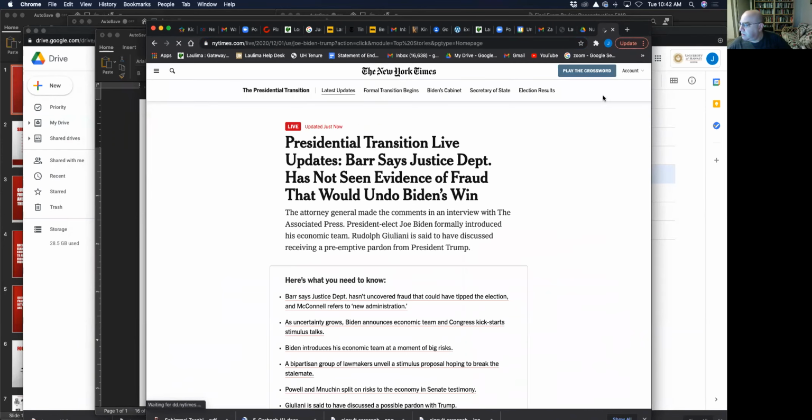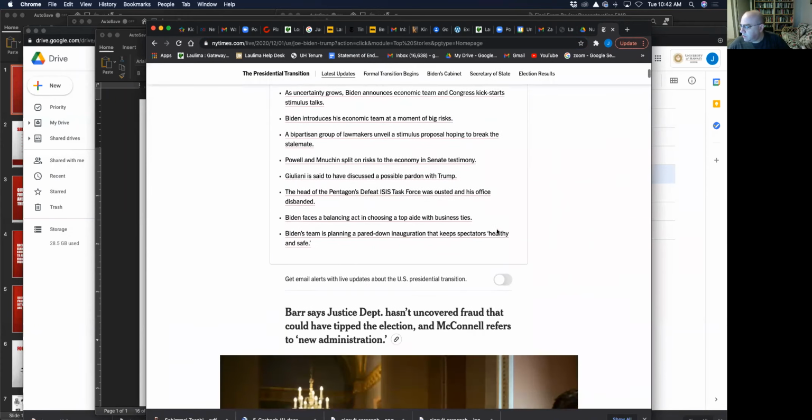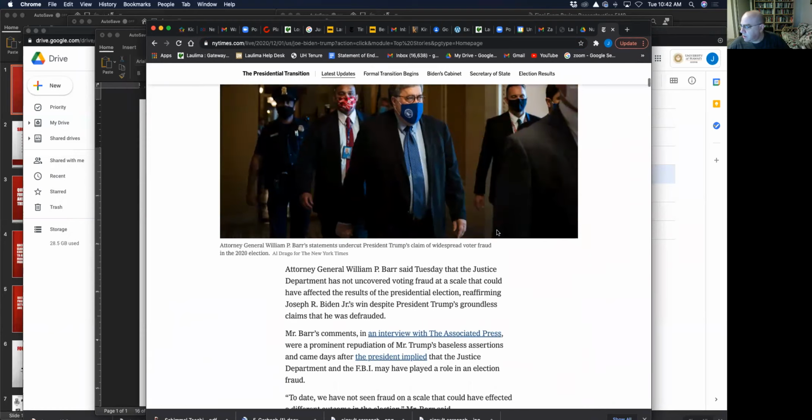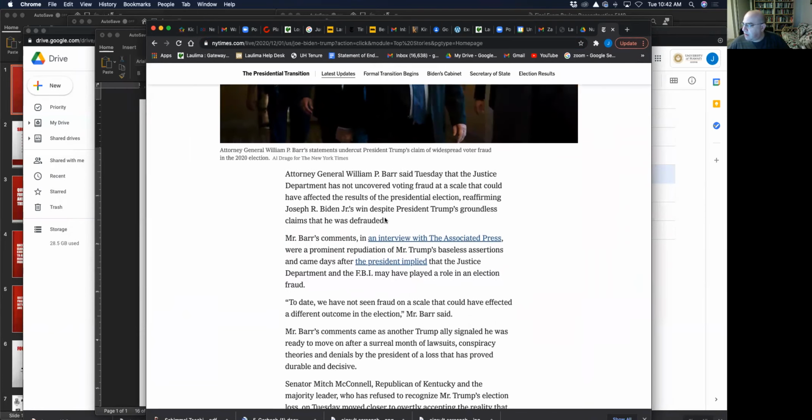They're doing these short stories because of the election and so much news going on. The New York Times and the Washington Post often run really long and wordy basic news leads. But Attorney General William Barr said Tuesday the Justice Department has not uncovered voting fraud at a scale... So in a way, that's a whole story in a sentence. It tells us the whole basic news in a sentence.